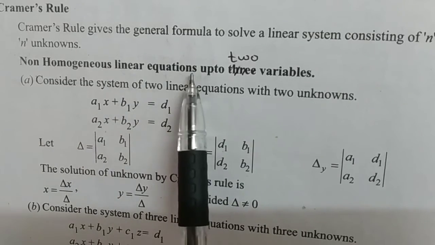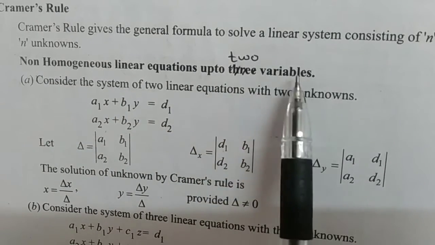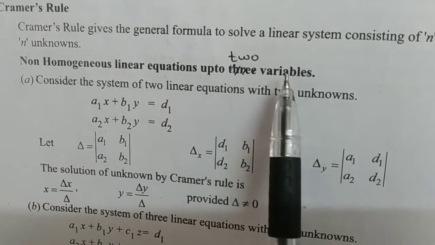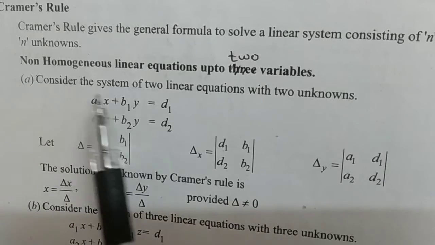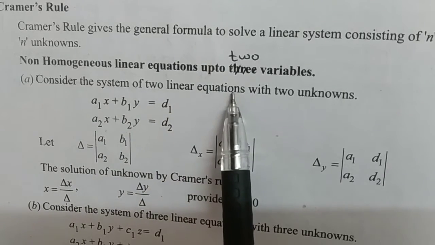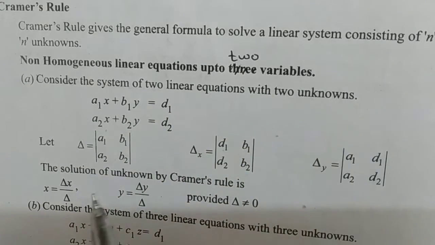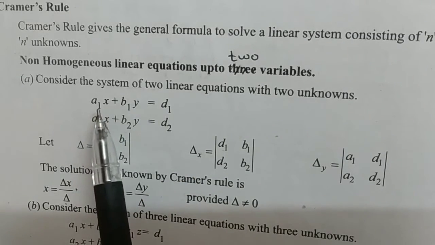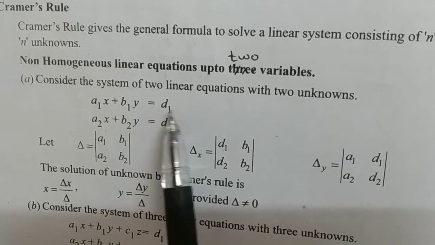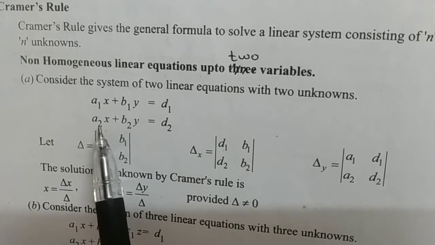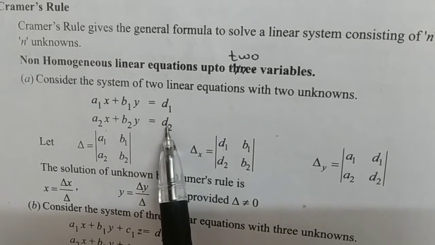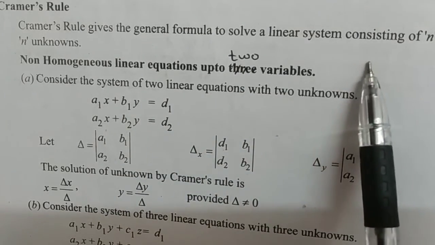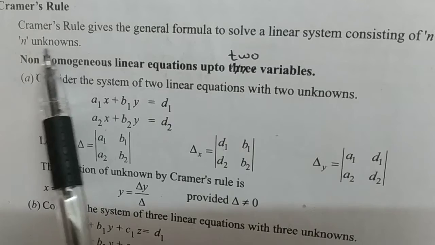Here, non-homogeneous linear equations up to 2 variables. First one, 2 variables. Consider a system of 2 linear equations with 2 unknowns. See the 2 equations: a1x plus b1y equal to d1, and another equation a2x plus b2y equal to d2. Here, how many equations? n equations in n unknowns.